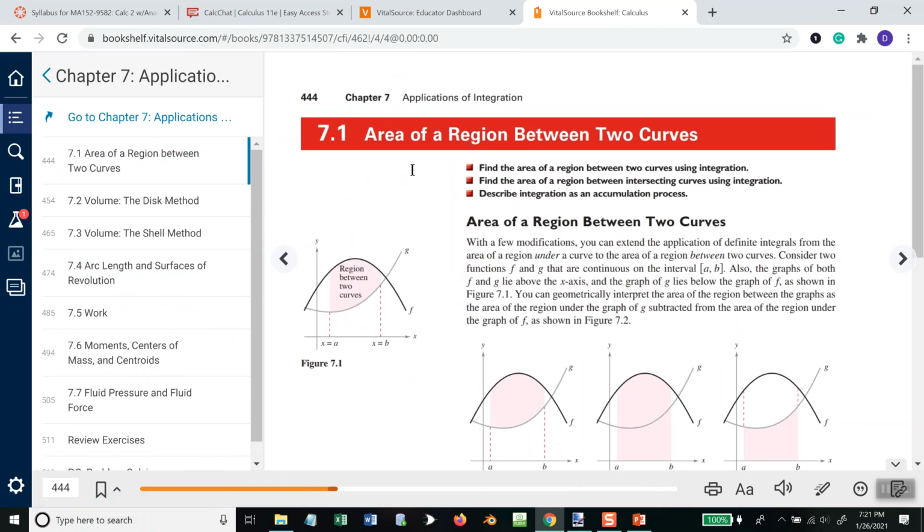Now, section 7.1, area of a region between two curves. The concept of it is you're trying to find this area right here. So very simple. In this kind of setup, you've got where they intersect, so points of intersection. You've got a graph that's on top, and a graph that's on the bottom. Or if we're looking at it from right to left, we look at it differently.